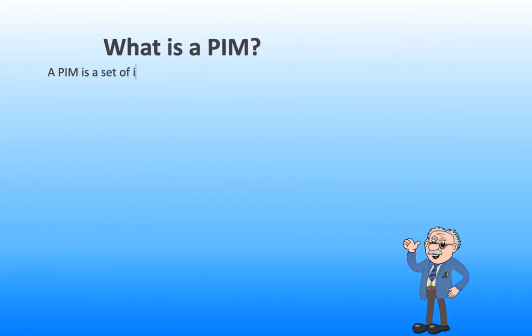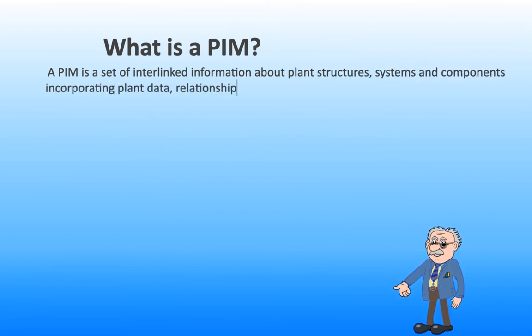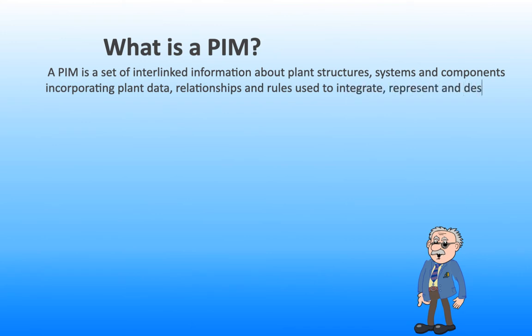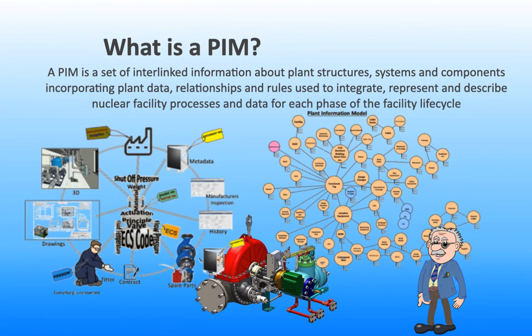The document states that a PIM is a set of interlinked information about plant structures, systems, and components, incorporating plant data, relationships, and rules used to integrate, represent, and describe nuclear facility processes and data for each phase of the facility lifecycle. A comprehensive plant information model would give us the ability to quickly access all the data associated with each system, structure, or component. Speed and accuracy of information at the push of a button is the ideal scenario. The document goes into more detail about how this can improve many things, including safety and efficiency of the plant.